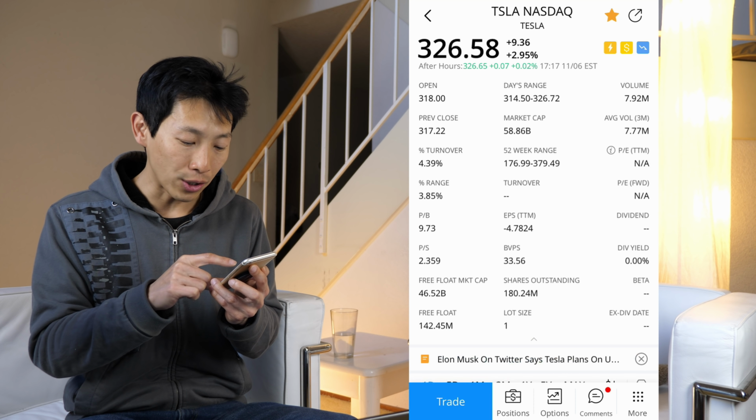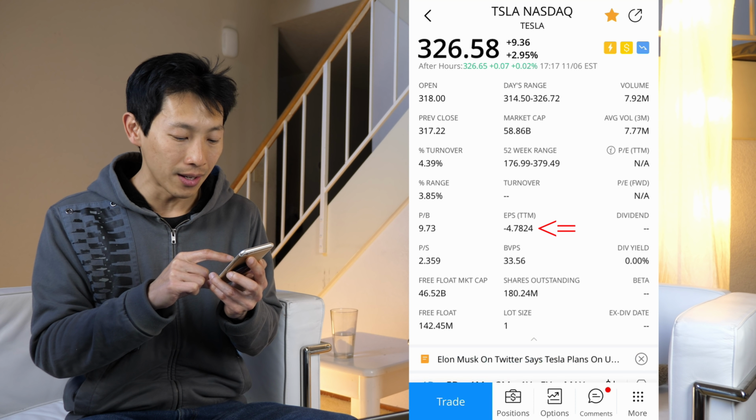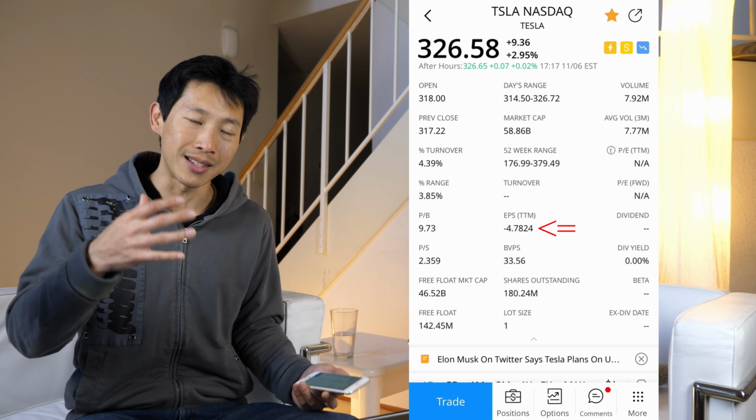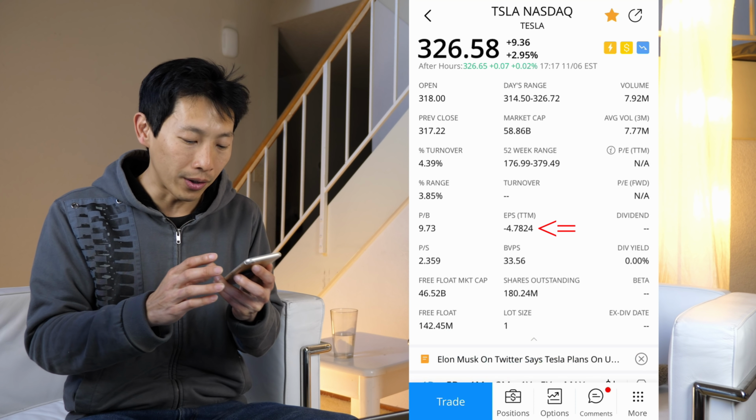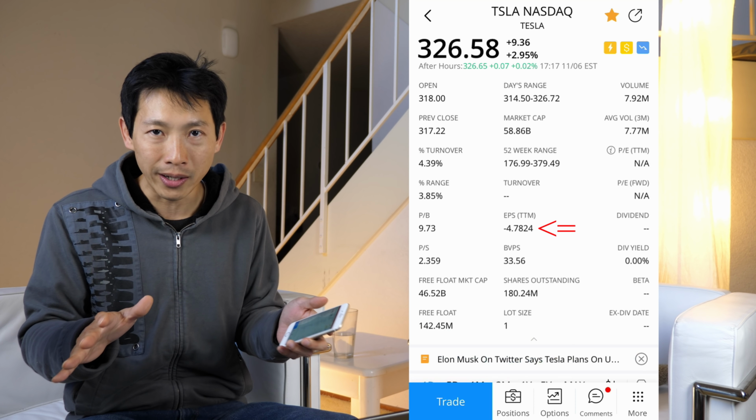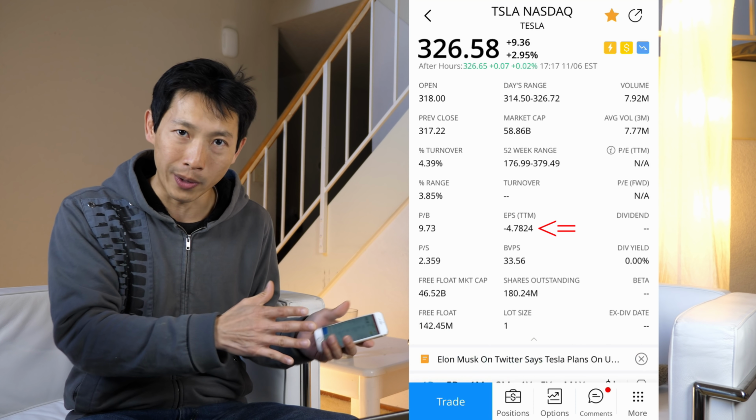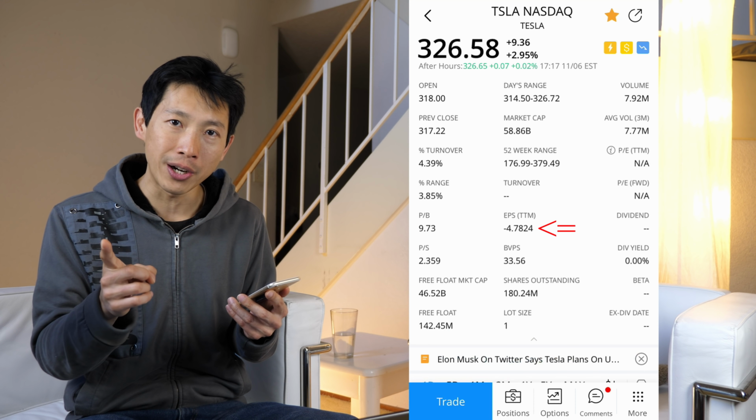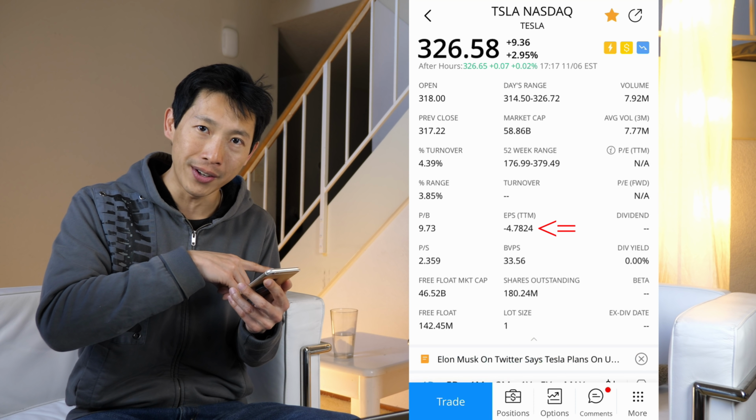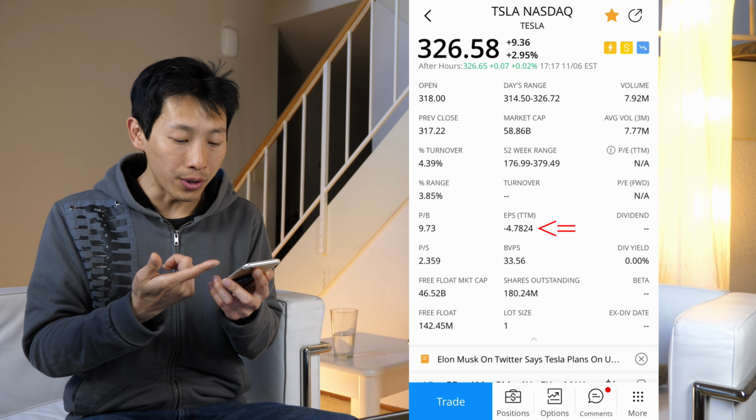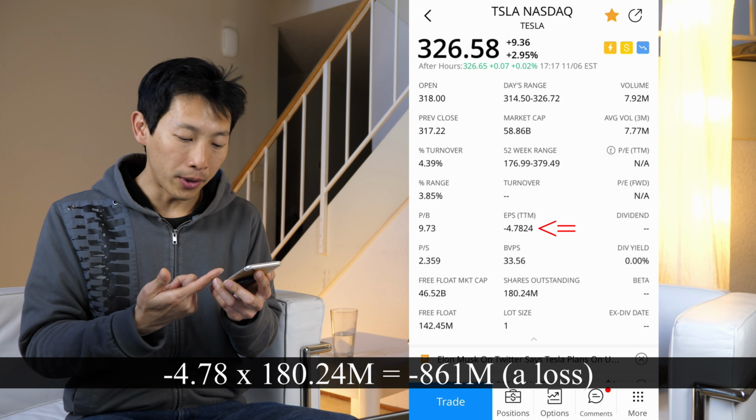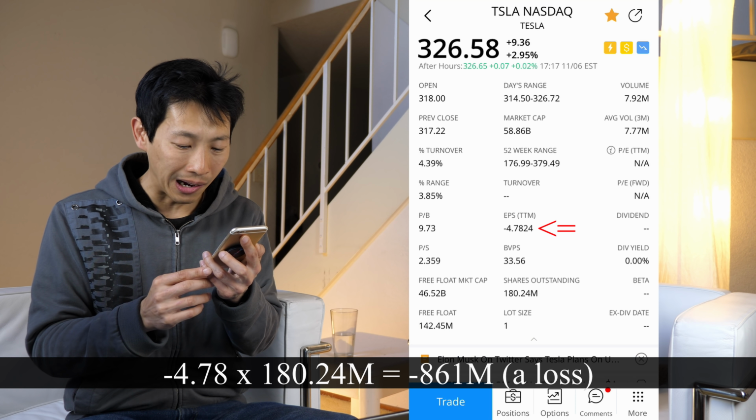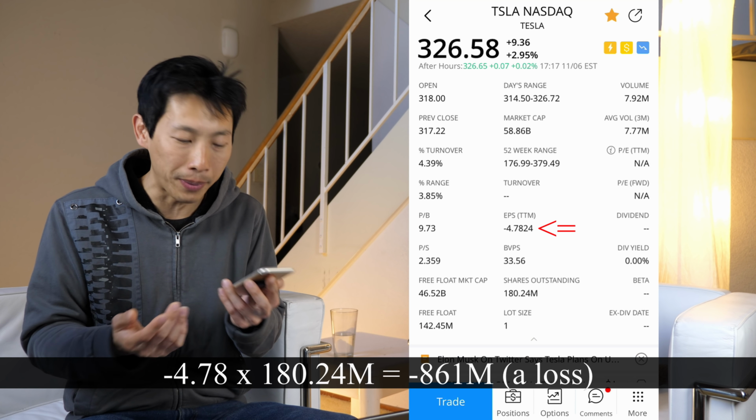When you look at the actual earnings per share, it's minus 4.7824 for the trailing 12 months. So this is a fact. This is what they reported on their financial statements, and this is highly regulated, so they have to report it correctly. So minus $4.78. Every single share outstanding, they lost $4.78. So you can easily use the earnings per share times the number of shares outstanding, and then you can kind of get a gauge. Oh, they lost about, I don't know, $1 billion for the past 12 months.